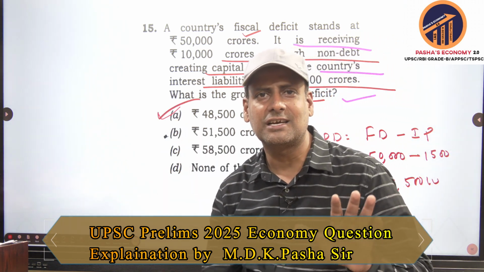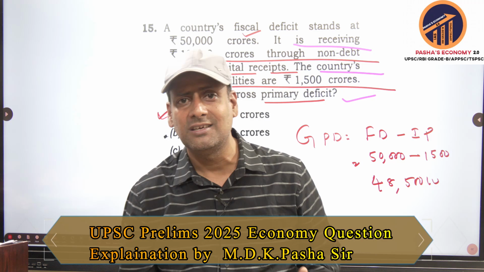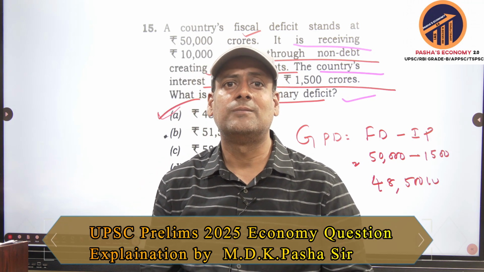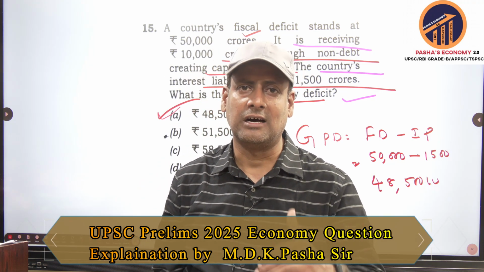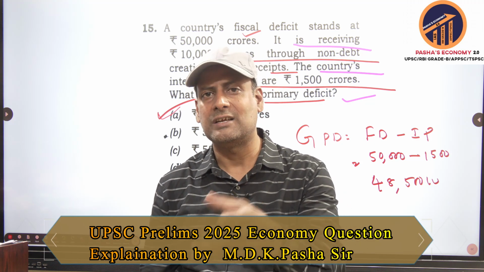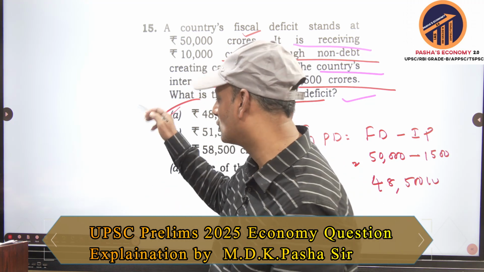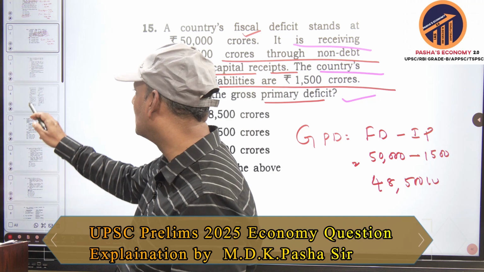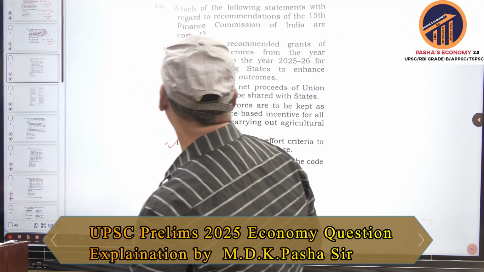So these two questions are directly related to fiscal policy. The indicators of the fiscal policy are basically the deficits. Clear? So the two questions are directly related to it. I hope you have got the right answer. Let's move to the third question, friend.